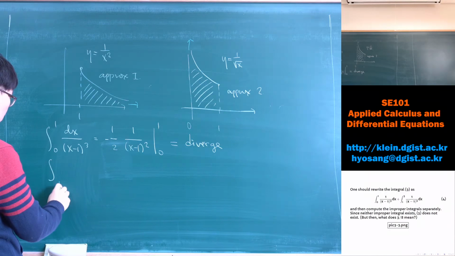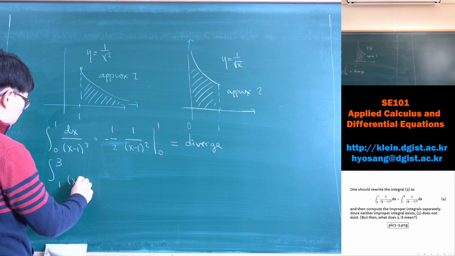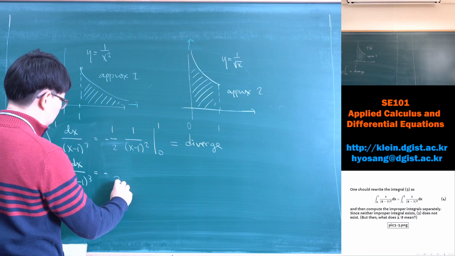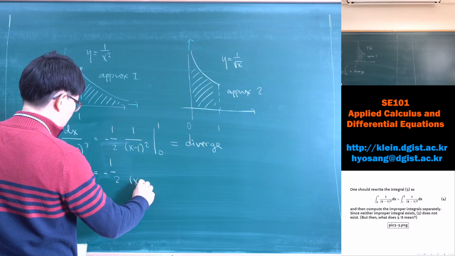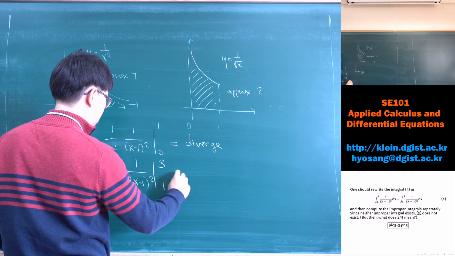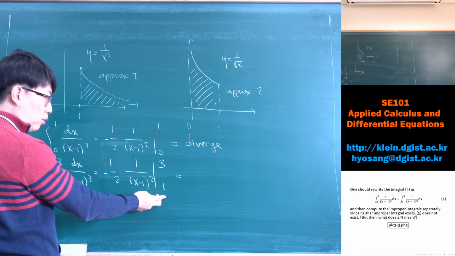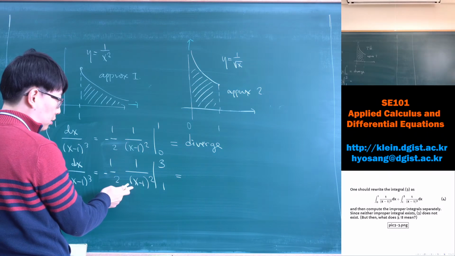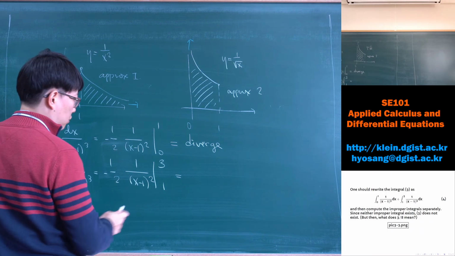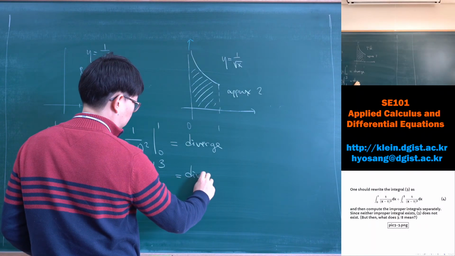And same thing for 1 to 3. So we have the integral of 1 over (x minus 1) cubed dx, and this is 1 over 2 from 1 to 3. And also in this case, the lower limit cannot be plugged into the antiderivative because it diverges. So it also diverges.